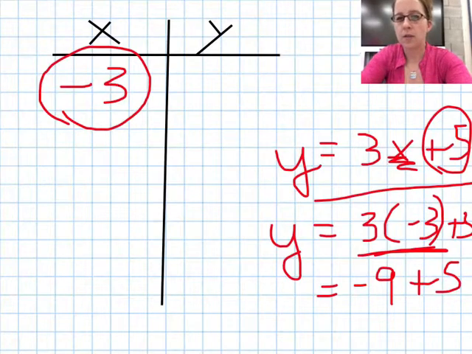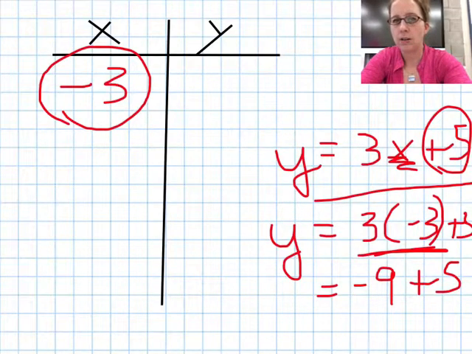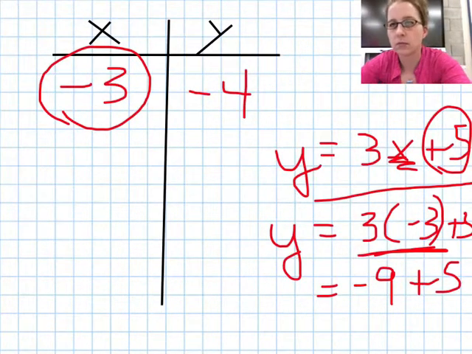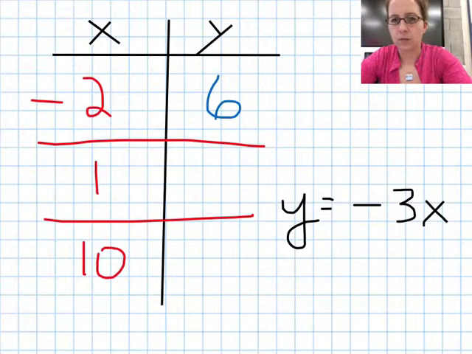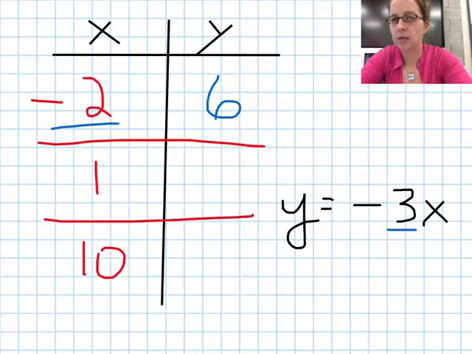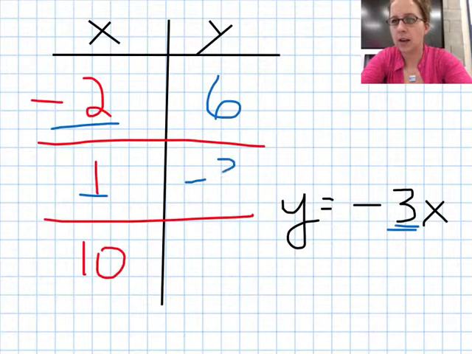Okay, so let's try it for the -3. I'm going to get you guys to try these ones on your own, then I'm going to place the answers up. Your first answer is going to be +6. -2 times -3 is +6. 1 times -3 is going to get you -3, and 10 times -3 is going to get you -30.